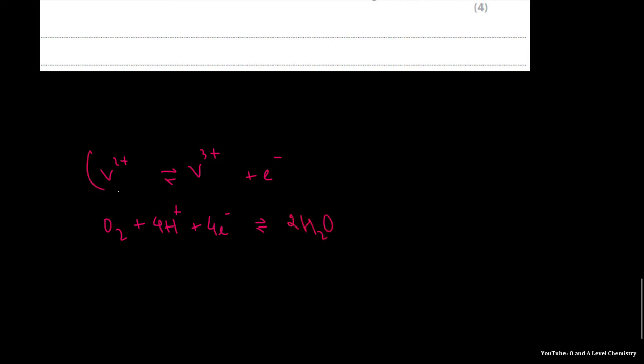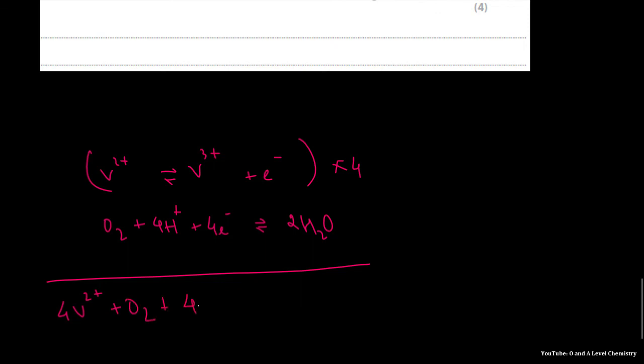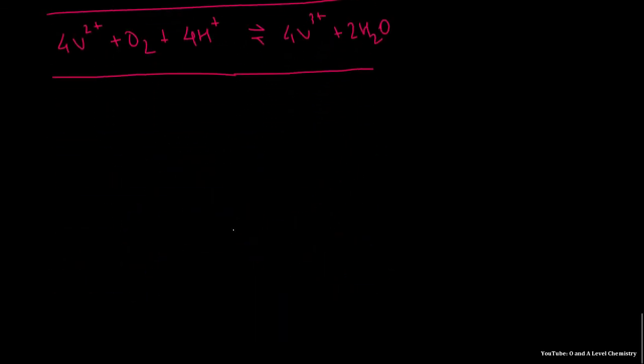In order to write the overall equation, I need to cancel the electrons. I need to multiply this by 4. Then the overall equation is going to be 4V2+ plus O2 plus 4H+, and then the electrons are going to cancel out. I don't have any electrons here anymore. So I have 4V3+ and 2 water. This is the overall equation of it being oxidized from 2 to 3.